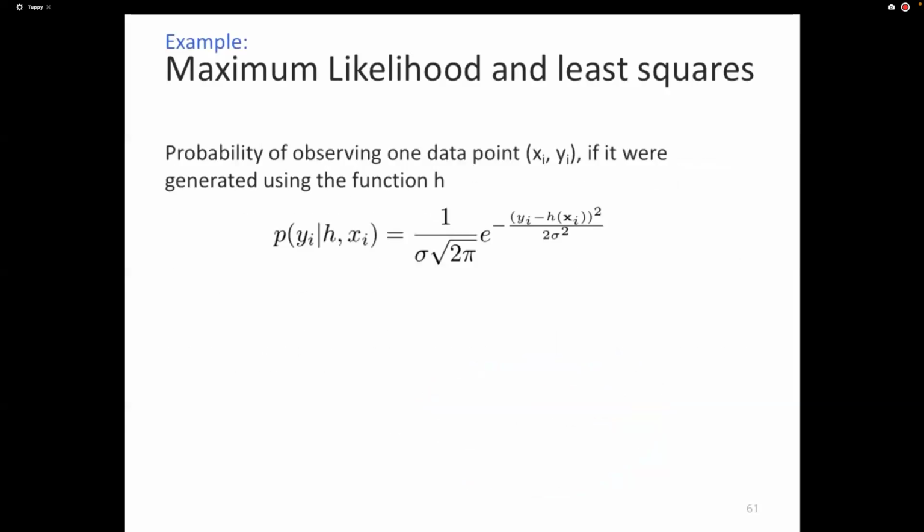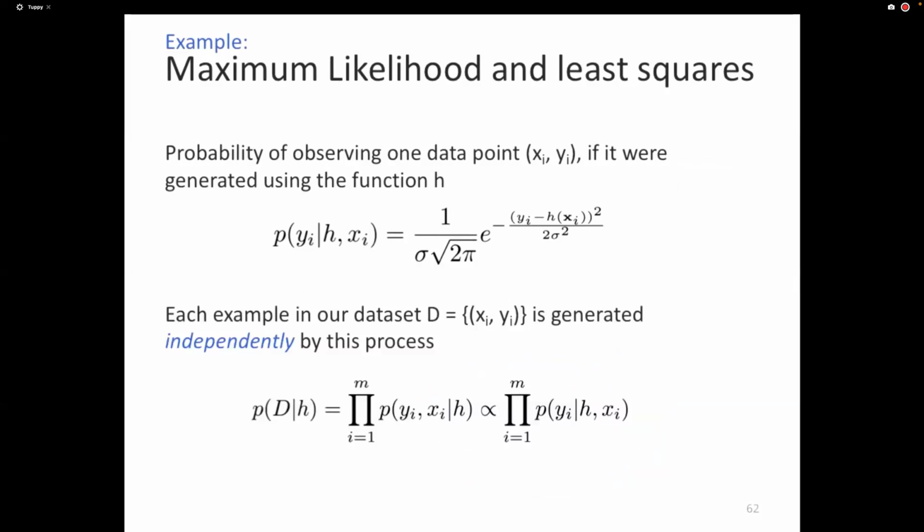This is the probability of seeing one data point had it been generated by the function h. Our data set consists of not one data point, but m data points that are generated by the same process independently. So we can ask, what's the probability that your entire data set D was generated according to this function h? This is your likelihood, the probability of D, given that h was the true hypothesis.